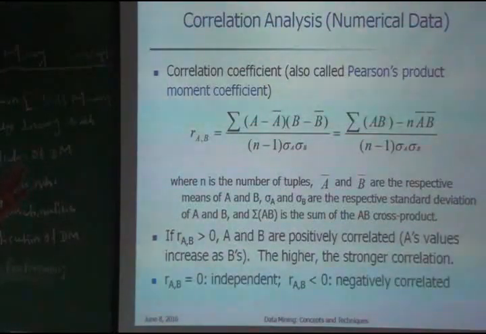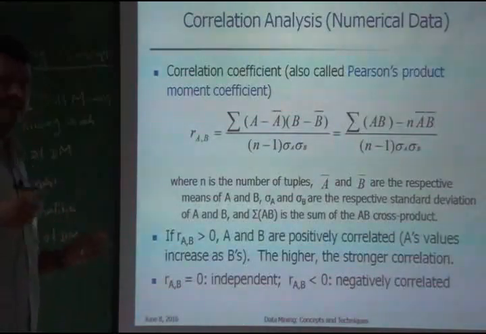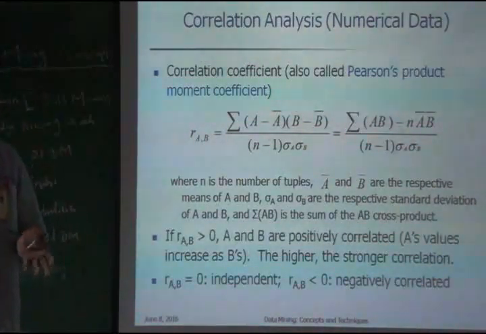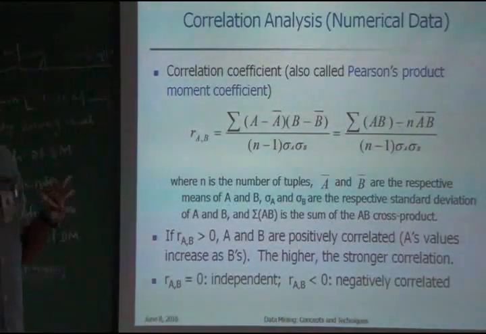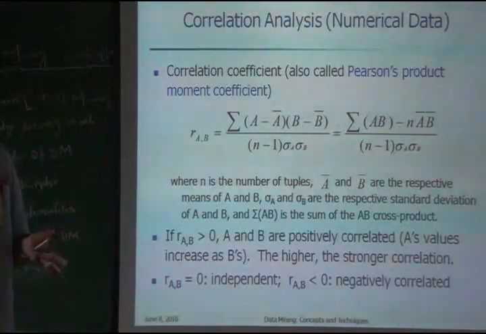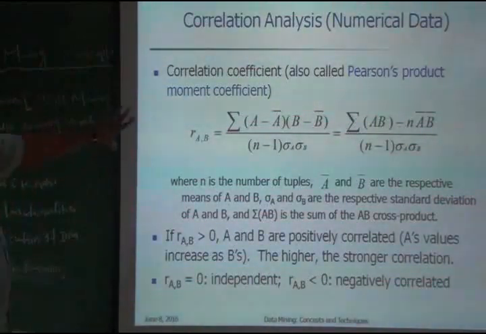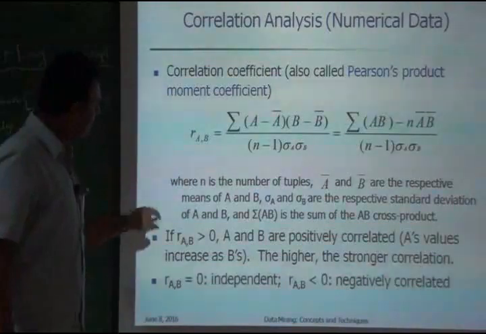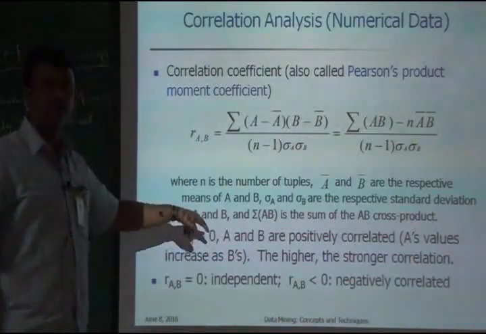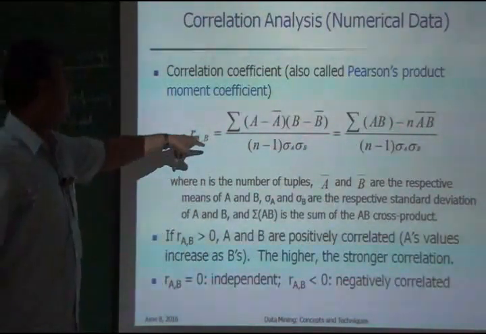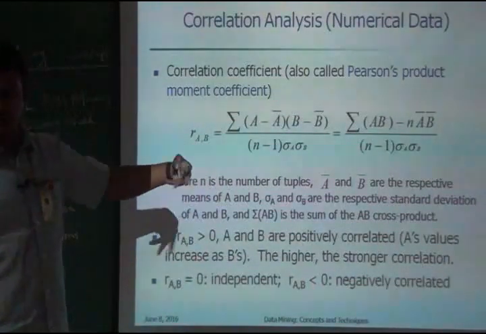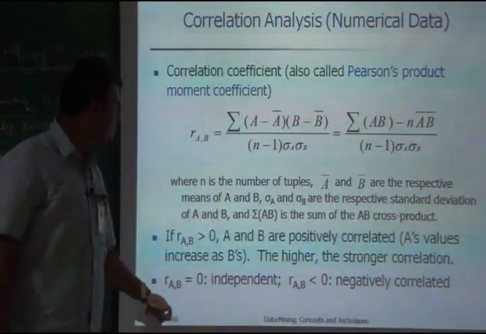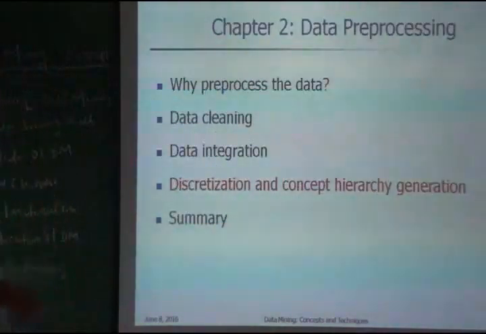We are going to integrate multiple data sources, which means the redundant attribute may be detected. When we combine the different sources, redundant attributes may occur, and they may be detected by correlation analysis. Using the formula for the correlation coefficient R A comma B: if it is greater than 0, it is positively correlated; less than 0, negatively correlated; equal to 0, the data are independent.